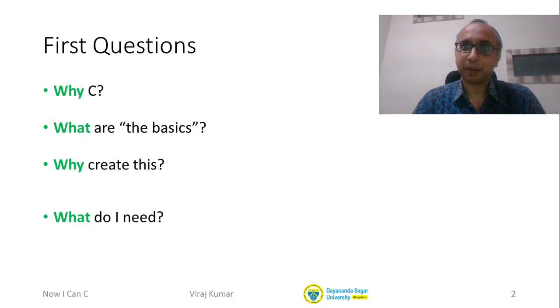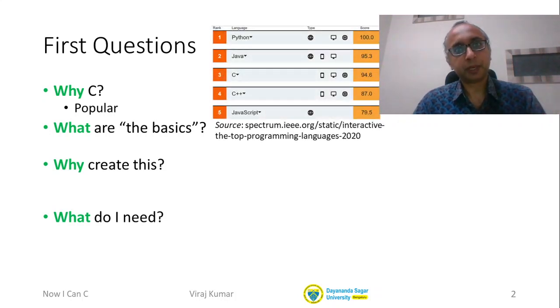Why C programming? Well, there are many reasons, but basically I want to focus on C because it's popular. And I don't mean popular just in the sense that many colleges and universities teach C programming, although that is true. But I mean it's actually a very popular language amongst professional programmers. And there are some ratings that IEEE comes out with every so often. They keep updating these. And you will find that if you go back and look at the last few ratings, C is consistently at or near the top.